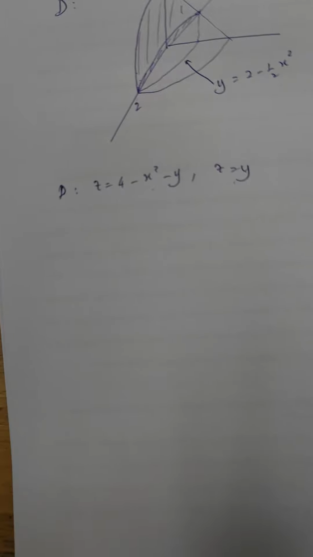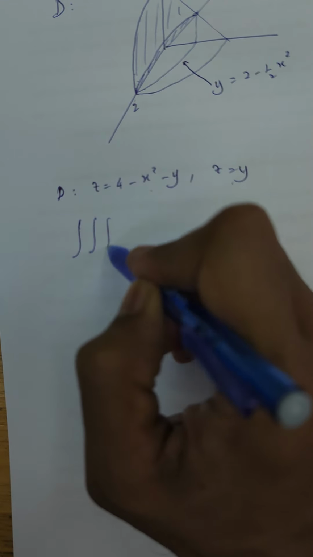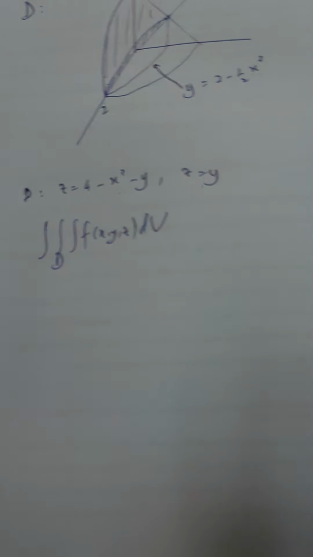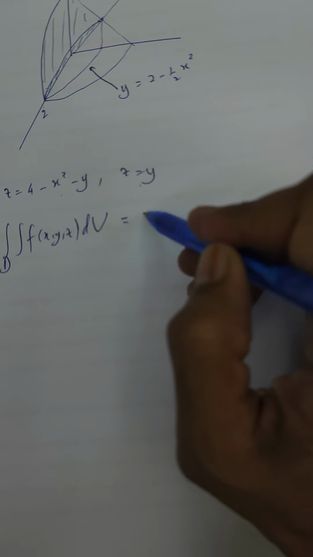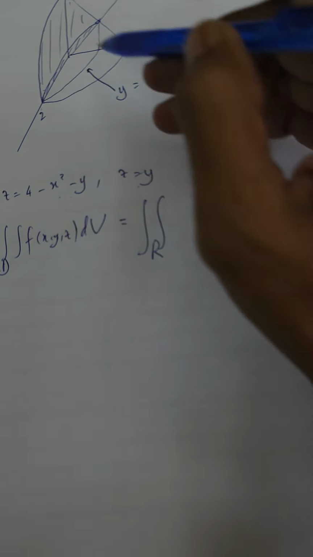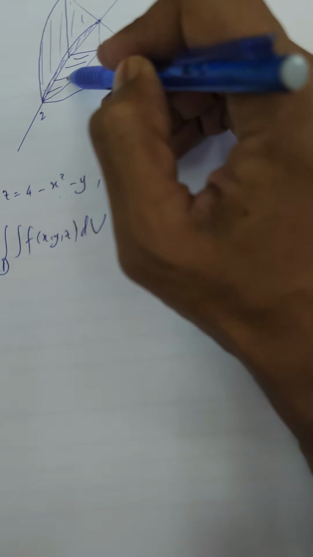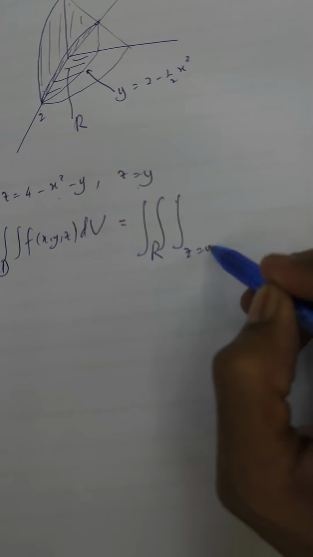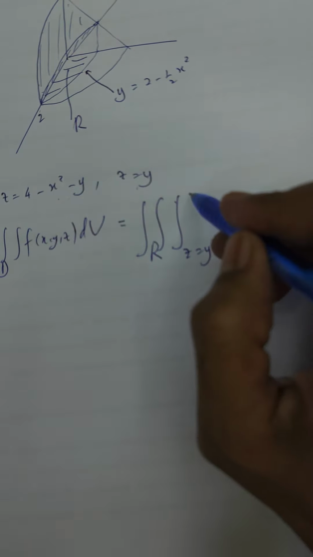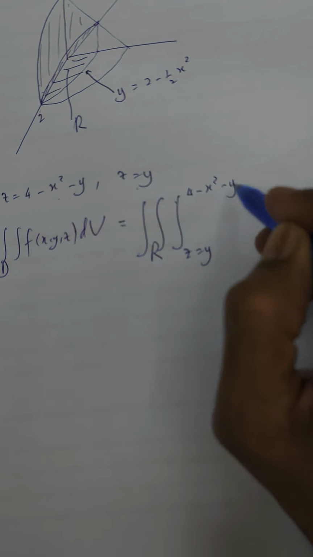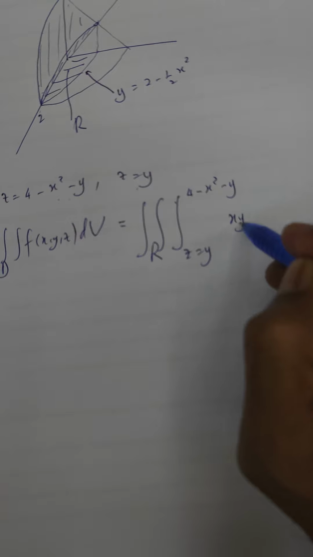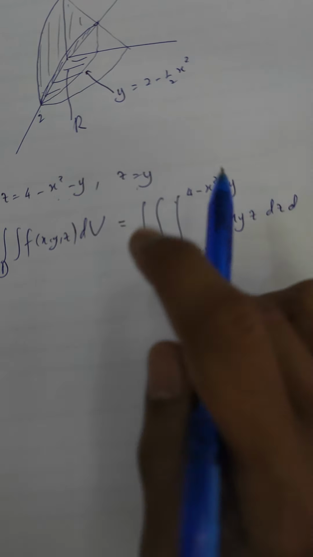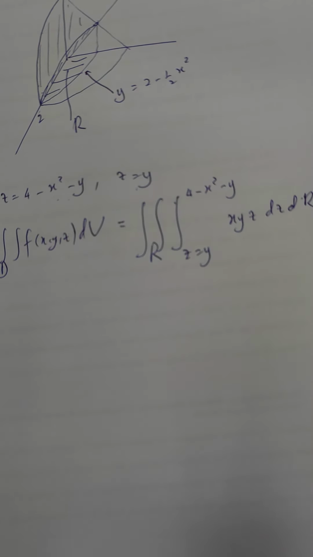Alright, so then the integral over the region D of f(x,y,z) dV, we integrate basically over R, where our R is here. Yes, this is our R, and z is from y to 4 minus x squared minus y, and our function is xyz, dz dR, or also x and y, of course.